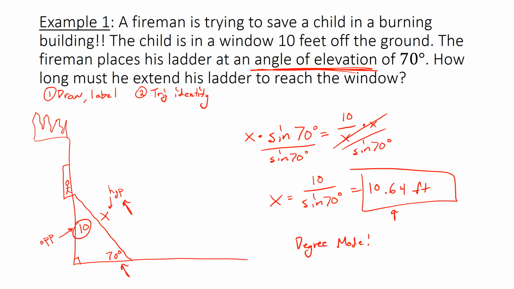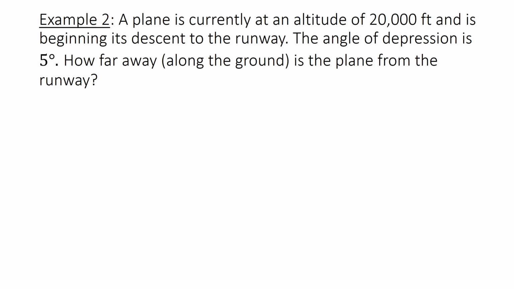All right, let's just take a look at one more example. A plane is currently at an altitude of 20,000 feet and is beginning its descent to the runway. So if you've ever flown before, usually you know that about 30 minutes or so before you land, your plane is really high, and the pilot will come on and say, hey, we're beginning our descent. And that means the plane is angling down and it's starting to descend so that it can hit the runway. And we know that the angle of depression is 5 degrees. I want to know how far along the ground is the plane from the runway.